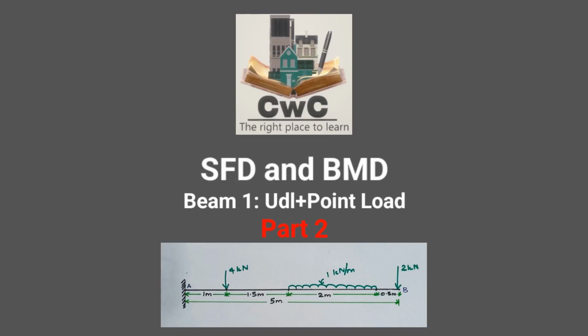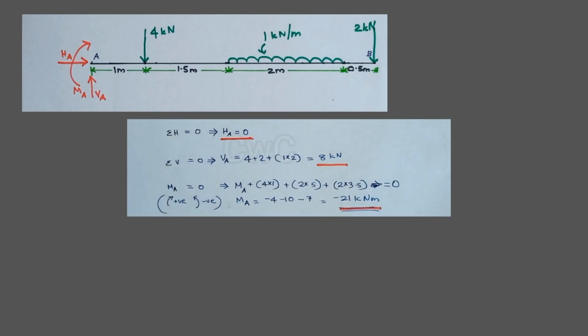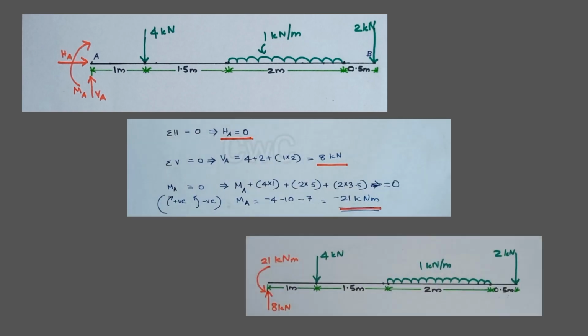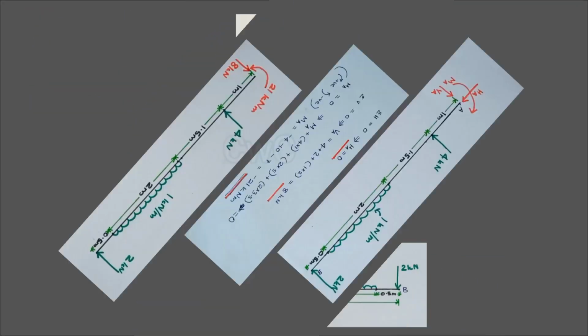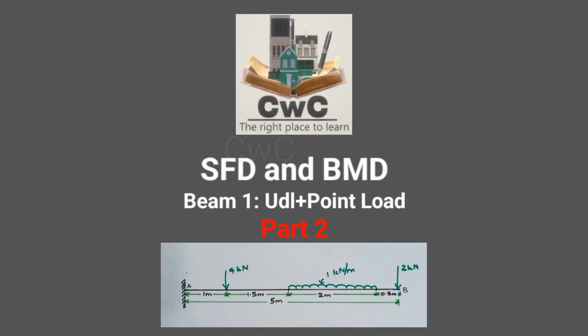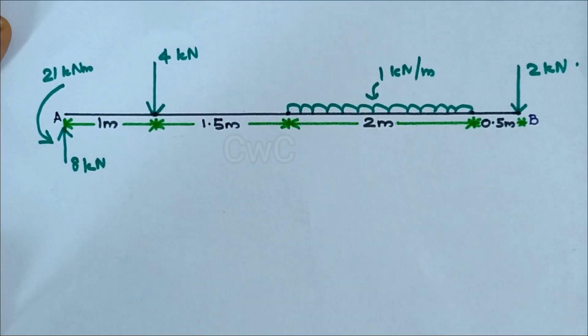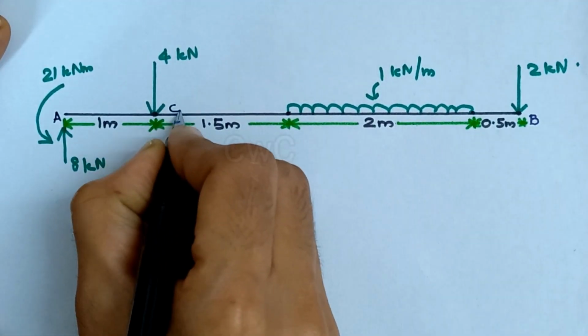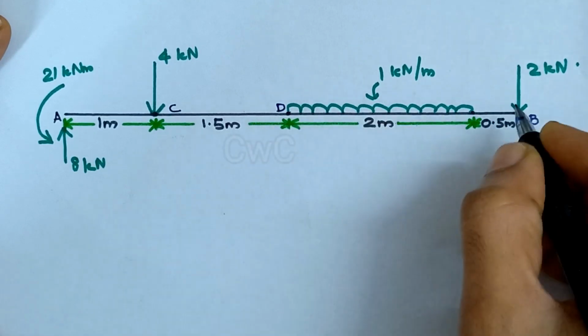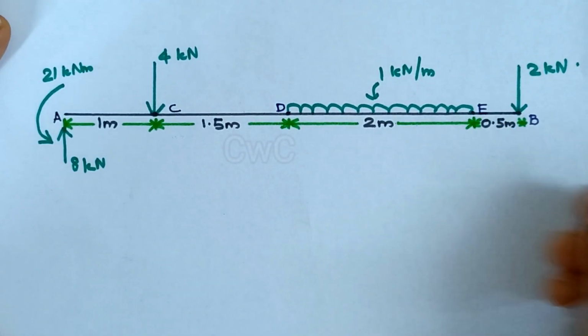In the previous part, we have drawn the free body diagram and we have calculated the values of unknown reactions. Now, here we will see how to calculate the values of shear along the beam length and how to draw the shear force diagram. Let's name all these points. This is C, D and E.